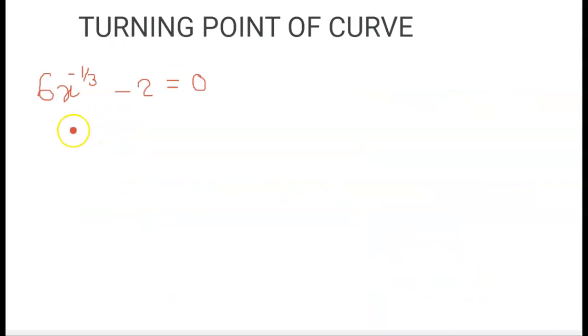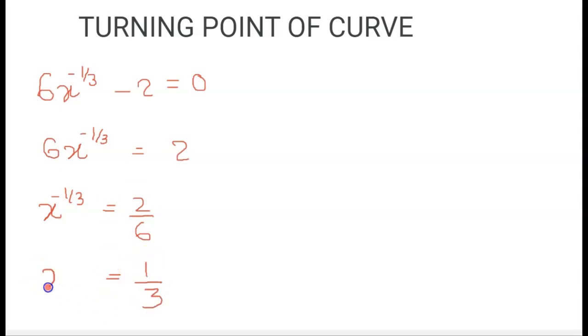Now how do you find the x from here? You can move the 2 to the other side. So that becomes 6x to the power minus 1/3 equals 2. You can move the 6, which is multiplied, to the other side, where it will be divided. So x to the power minus 1/3 is 2 over 6. And you know 2 over 6 is actually 1/3.